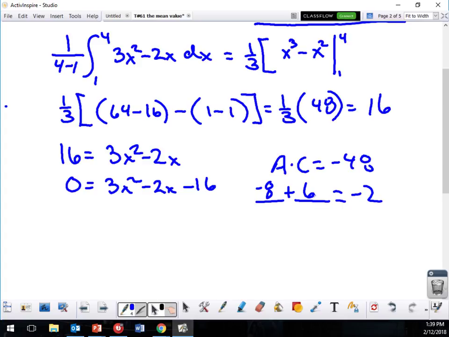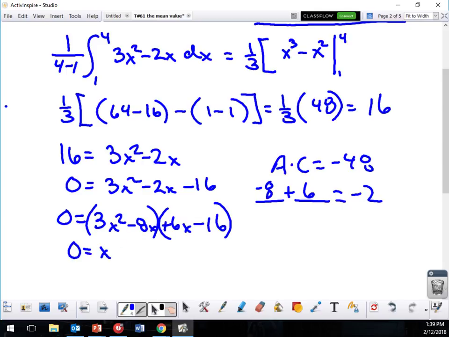So there's my middle term right there that I'm going to replace. It's 0 equals 3x squared minus 8x plus 6x minus 16. And then factor by grouping. Let's group two at a time. So take out an x, and I have 3x minus 8. And take out a positive 2, left with 3x minus 8.